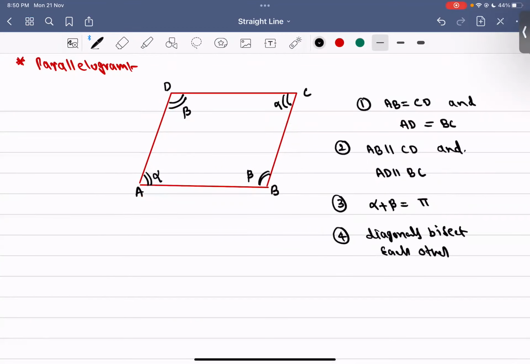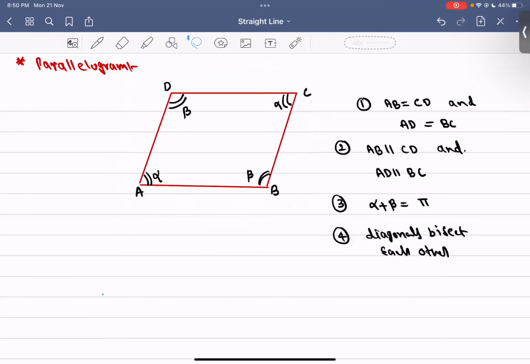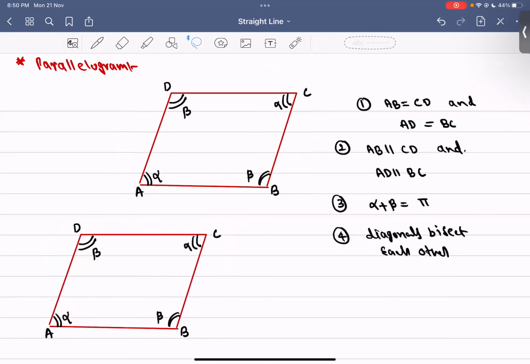So here, diagonals bisect each other means, suppose we take the same diagram. See, in this diagram, diagonals bisect each other means, see, this is one diagonal.